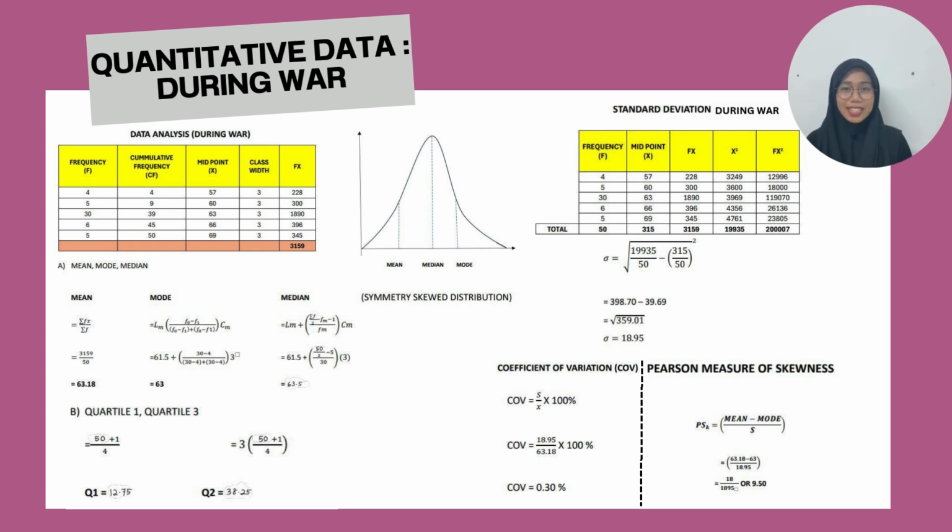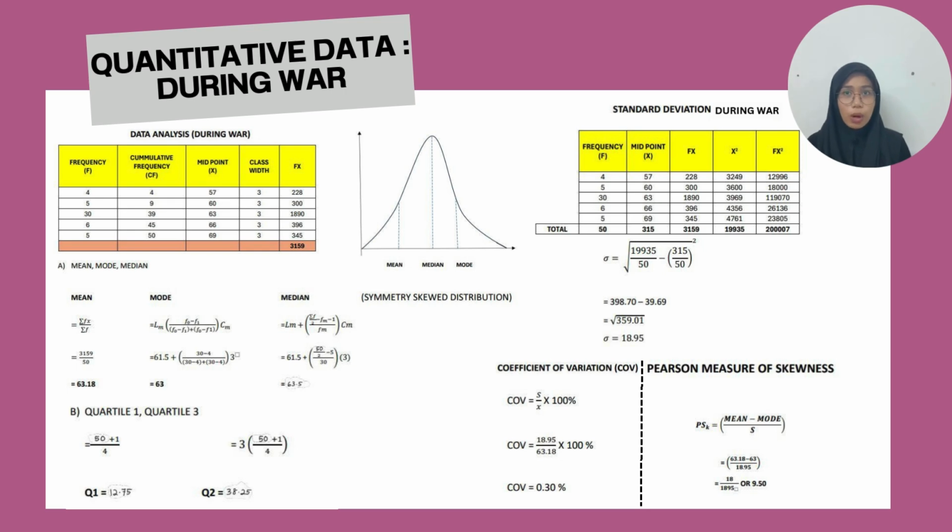Now I'm going to explain the standard deviation during war. For frequency, the total is 50. For midpoint, it is 315. For cumulative distribution, it is 3,159. For x² it is 19,935. For cumulative distribution squared, we got 200,007.